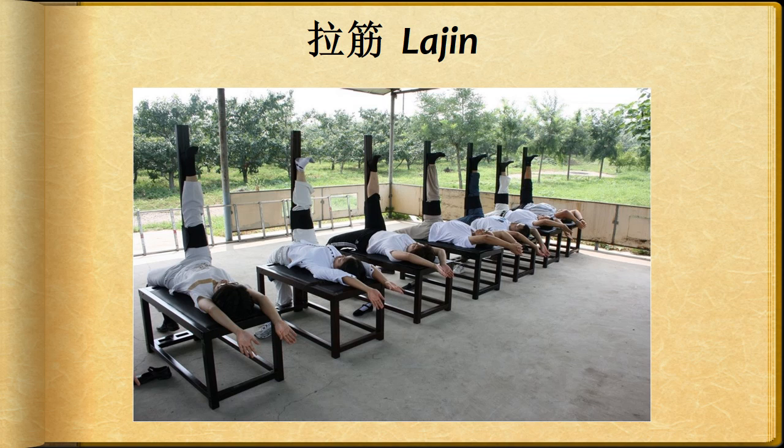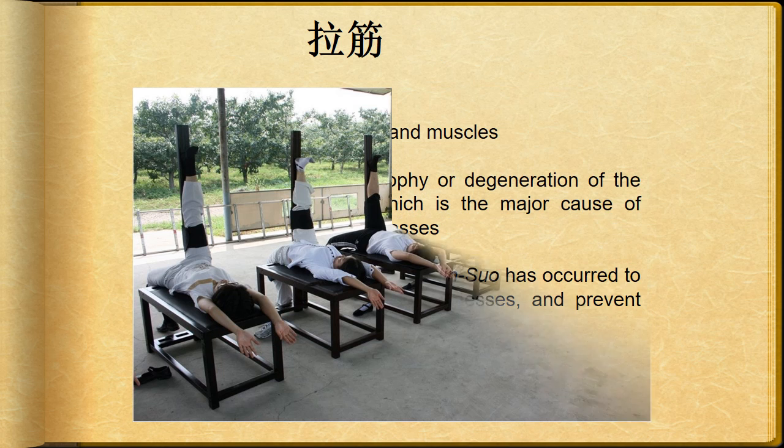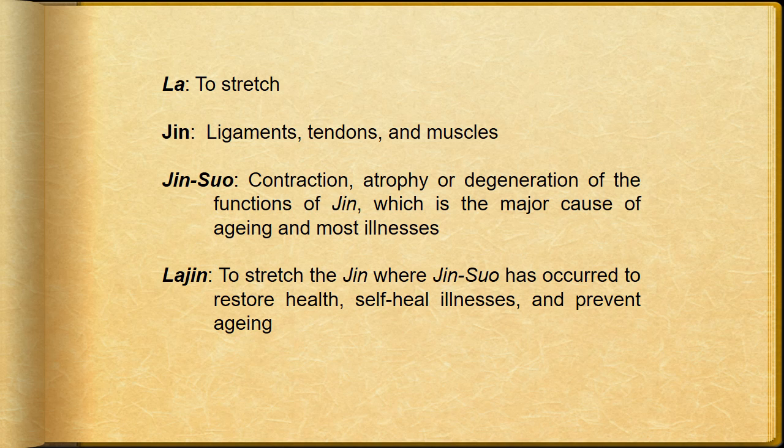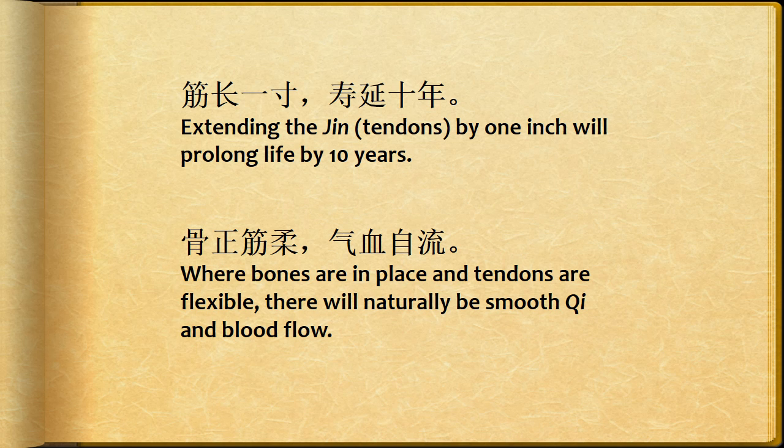Now we come to talk about Lajin, okay? Because PaidaLajin means you have Paida, that is Latin, and you also have Lajin, okay? Lajin, two Chinese characters. La means stretch. Jin means ligaments or tendons. We do Paida and Lajin because we have Jinsuo. Jinsuo means contraction, or atrophy, or degeneration of the function of Jin, okay? Lajin means to stretch the ligaments. And in China, we have a very famous saying: extending the Jin, or the tendons, by 1 inch will prolong your life by 10 years.